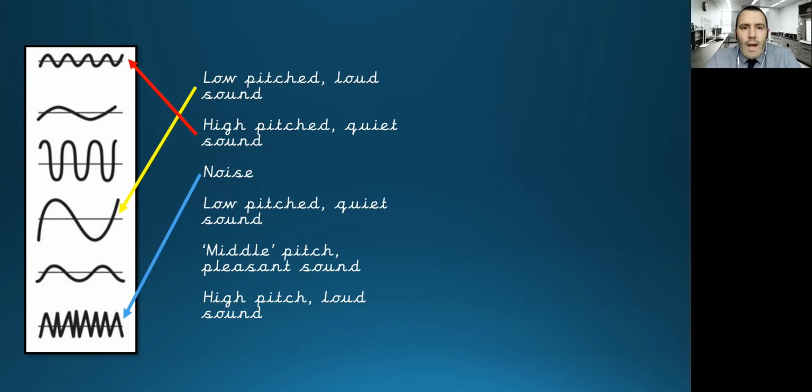So next we've got a middle pitch, a pleasant sound, something that's not too loud, not too quiet. Actually, no, I've got one ahead of myself. We've got the low pitched quiet sound to find first. So let's have a look. Which one did we think it was? If you said the second one, you're quite right. It's a quiet sound. So the amplitude of those waves isn't very big. And there's a long period between the two waves.